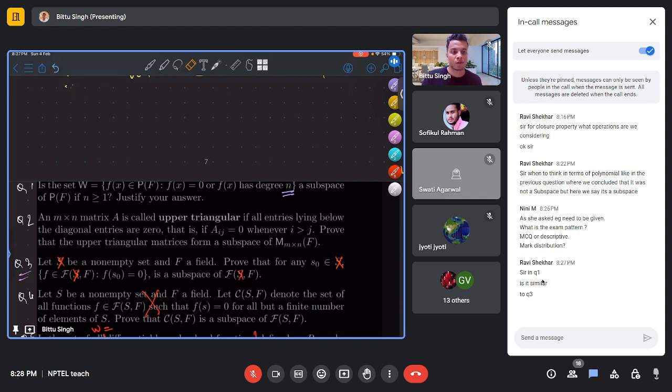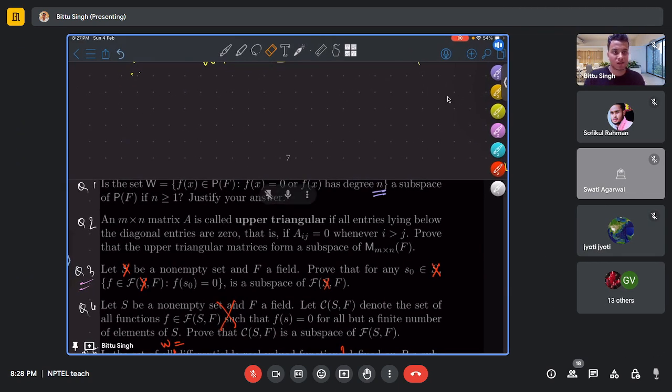Yes, the function space is similar because polynomial functions are special cases of the function space, but here there will be more functions, lots of functions, for example sine, cosine. This is the difference between question 1 and question 3. Question 1 was not a subspace, but question 3 is a subspace.